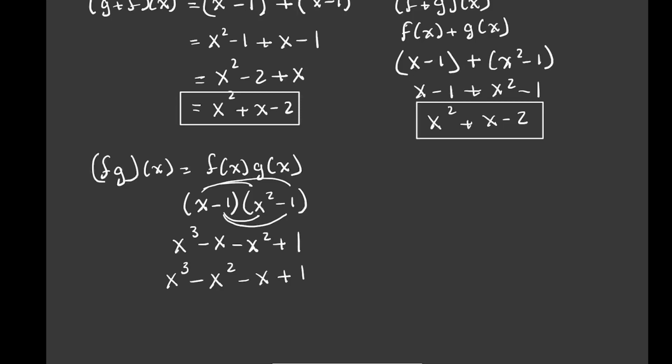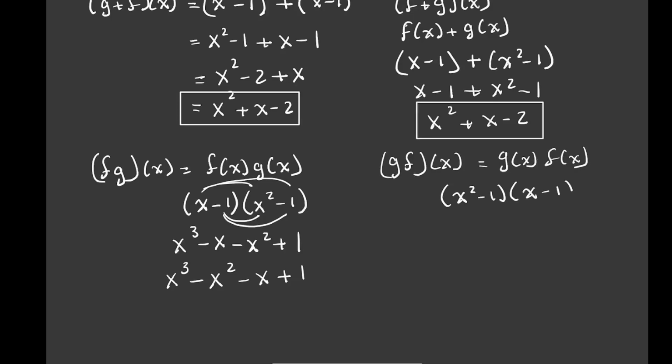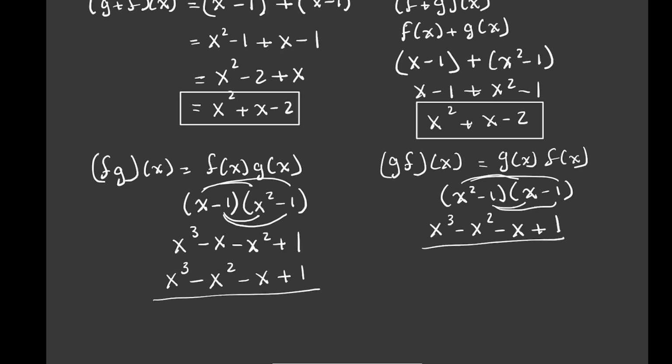Now I am going to multiply g by f of x, so it's g of x times f of x. Here, g of x is x squared minus 1 and f of x is x minus 1. Expanding this, the first term by every term from the second parentheses gives you x cubed minus x squared. The second term by every term from the second parentheses gives you minus x plus 1. Notice that I was able to obtain the same answer multiplying f by g and multiplying g by f.